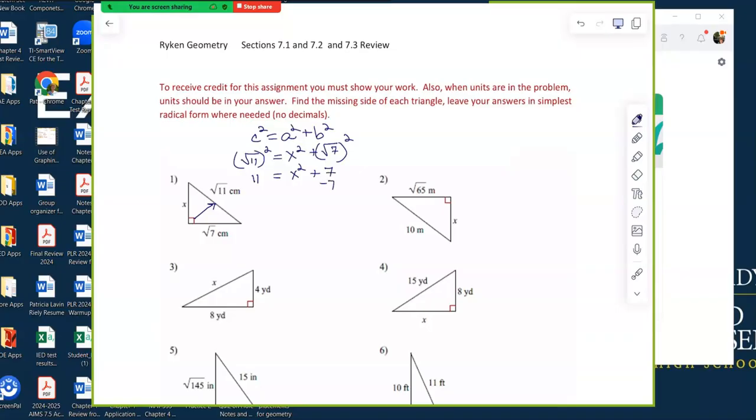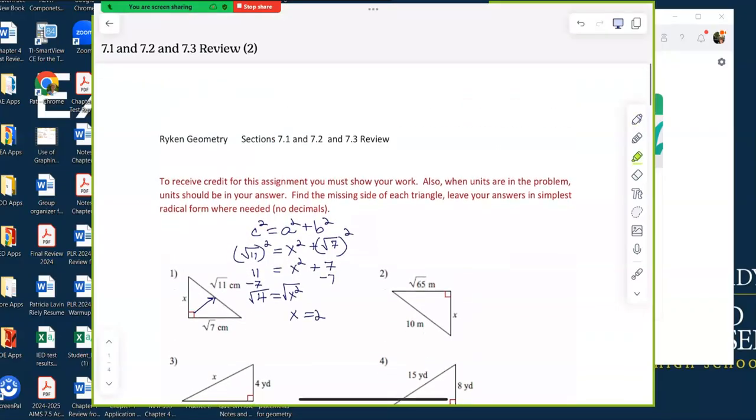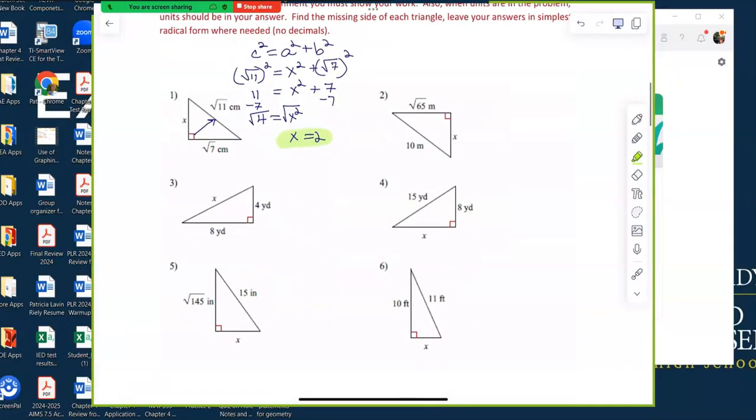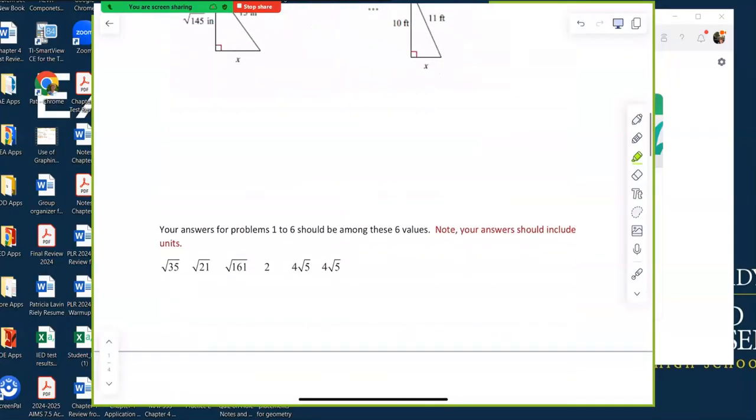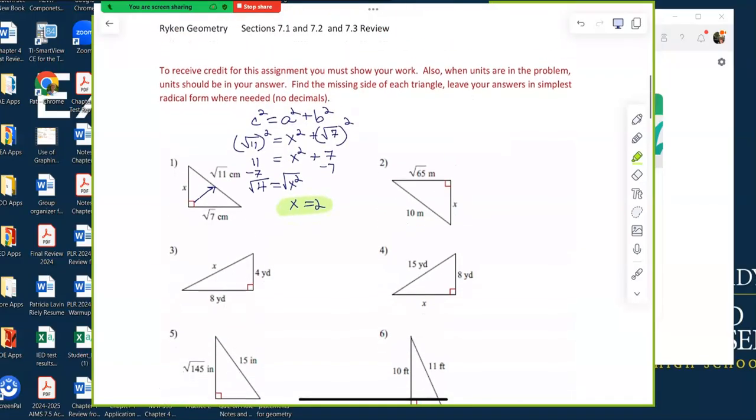Your job is to isolate the x squared. So now I'm getting 4 equals x squared. I don't want x squared, I want x. Take the square root of each side. 4 is a perfect square, so x equals 2, and we're done. So I'm going to highlight that. I'm going to check it down here. Sure enough, x equals 2 is one of my answers.